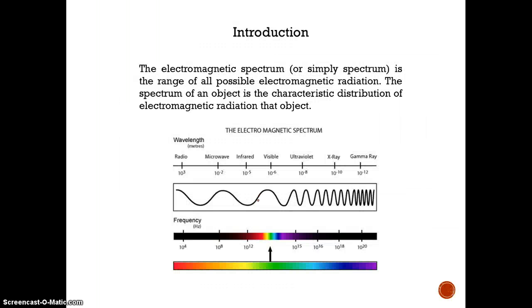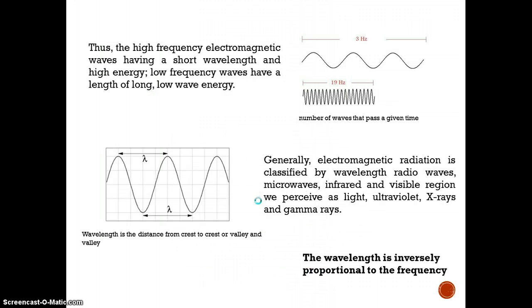Introduction. The electromagnetic spectrum is the range of all possible electromagnetic radiation. The spectrum of an object is the characteristic distribution of electromagnetic radiation from that object. Thus, high frequency electromagnetic waves have a short wavelength and high energy. Low frequency waves have a long wavelength and low energy.